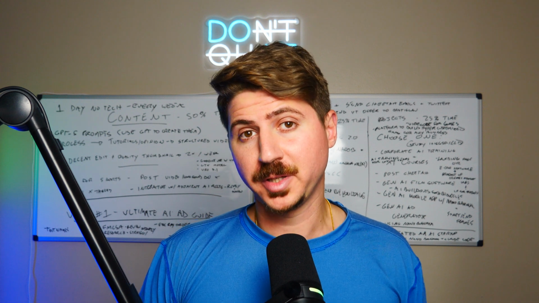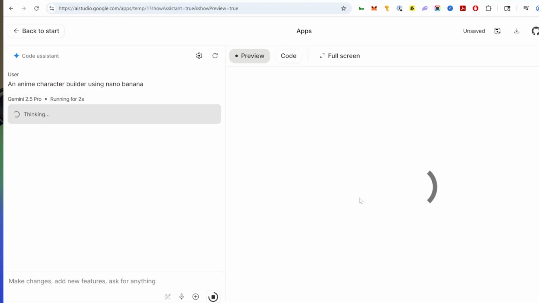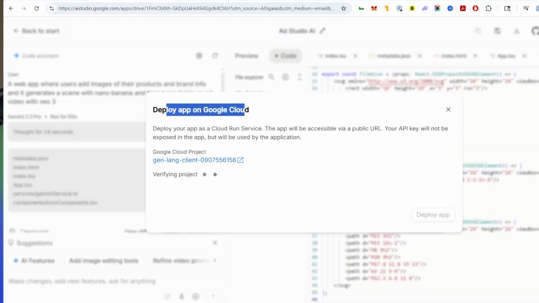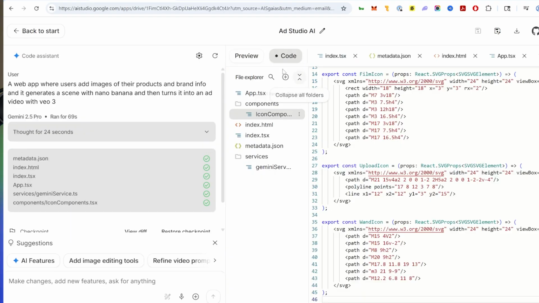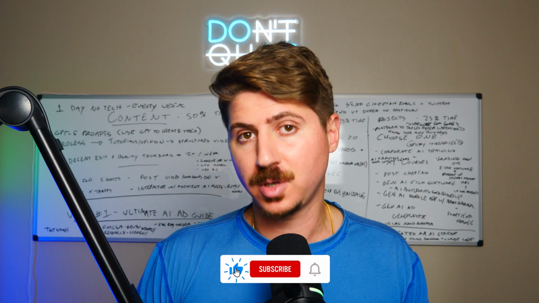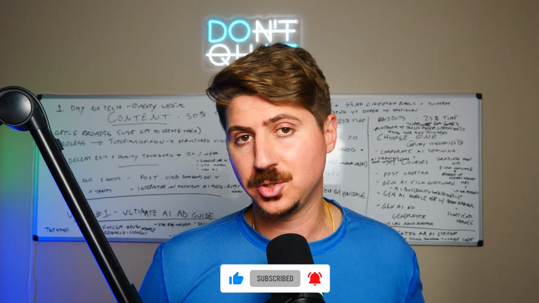So Google just released their own vibe coding tool that allows you to code your own apps, and it is the easiest and probably one of the best that I've ever used. The best part is that it's 100% free and you can use it right now. First things first, I'm going to drop a link in the description so that you can try this out yourself. Let's jump right in and show you how to use this.